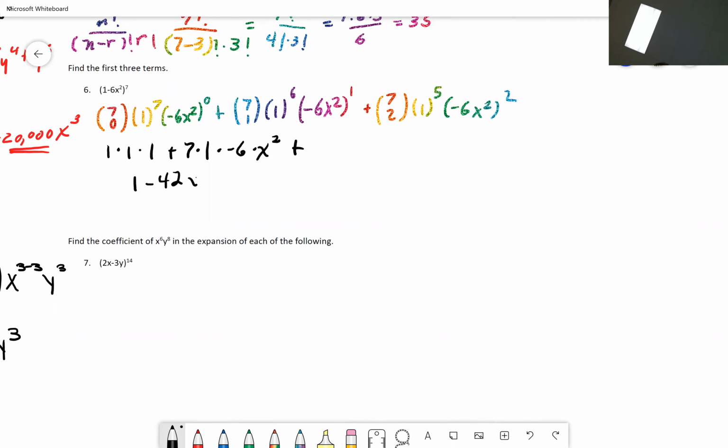Right? What's 7C2 going to give you? Nobody wants it. It's 21. 21, okay. So, plus 21 times 1 times 36x to the 4. What's 21 times 36? Some big number, right?